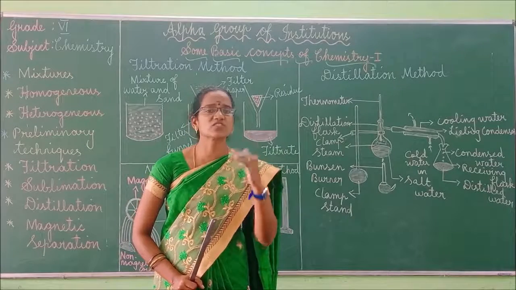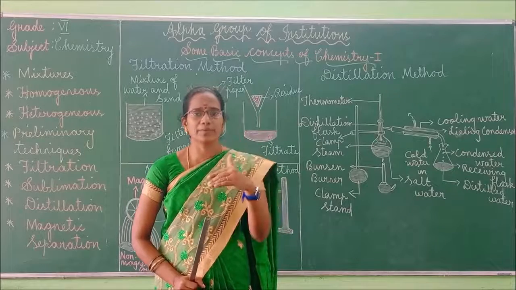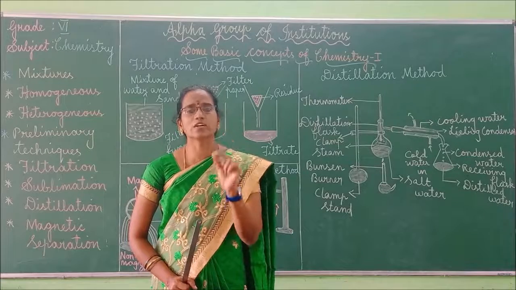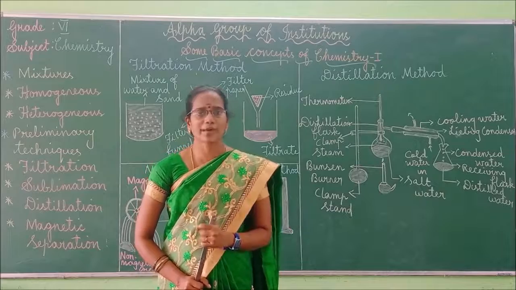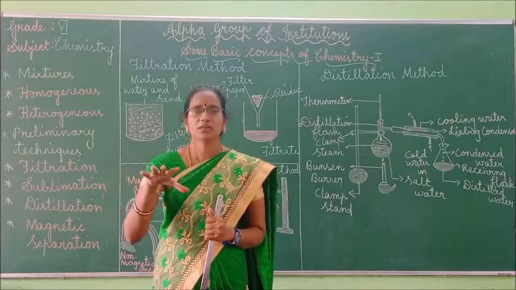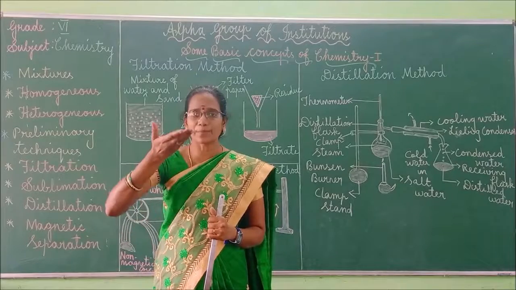In homogeneous mixture, you cannot see the components because it gets uniformly mixed. But in heterogeneous mixture, you can see the components with your naked eye, also with the help of a microscope, because the components will not mix. You will see the components as a separate phase.